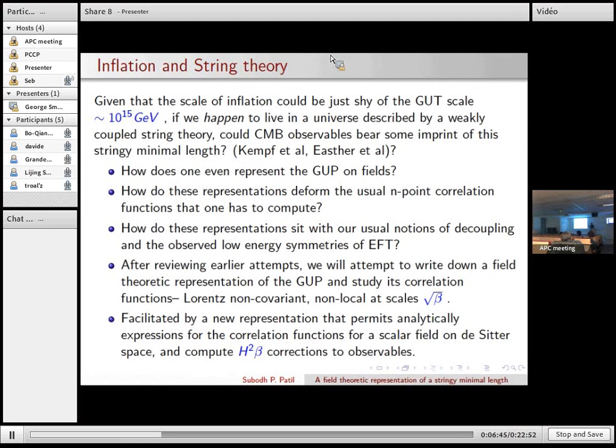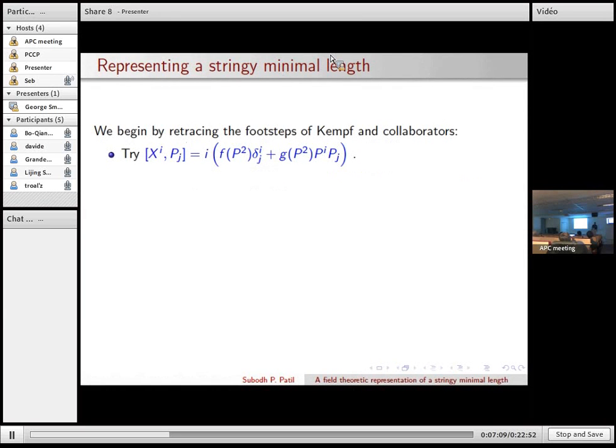The conclusion of our investigation is, although you can represent this in terms of a Lorentz non-covariant, non-local field theory, you actually end up reproducing standard effective field theory results. You do get corrections, but they're very suppressed, and they're suppressed in the usual way you'd expect from an effective field theory. It's basically H squared over cutoff squared, which you just can't observe, really.